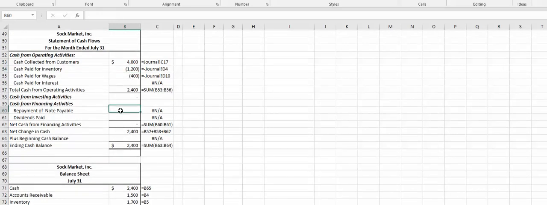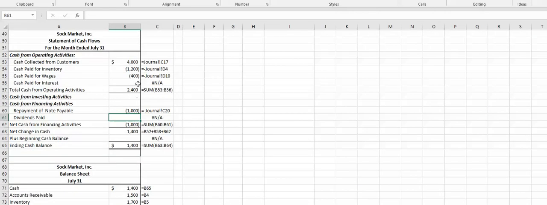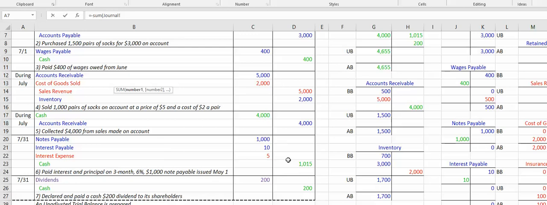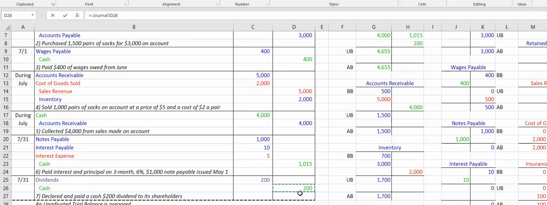So the way you can do that is let's go to here. I'm going to go equal minus, and I'm going to do the 1,000 under financing, and then up here for the payment of interest I'm going to go equal minus sum because this is cash going out, and then I'm going to sum these two up. And there was no investing activities. I had payment of dividends as my next and last cash item.